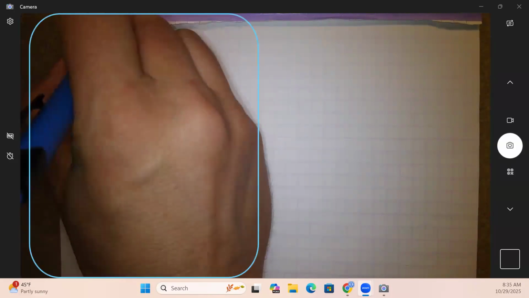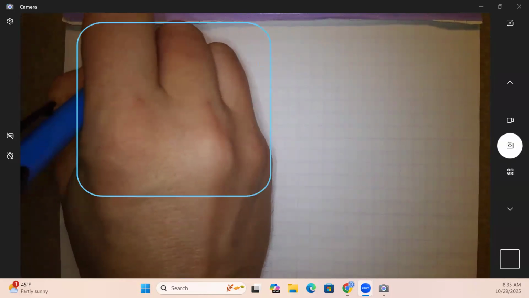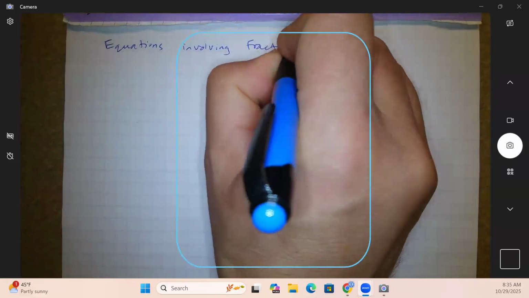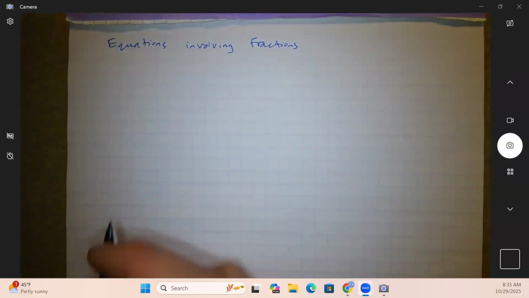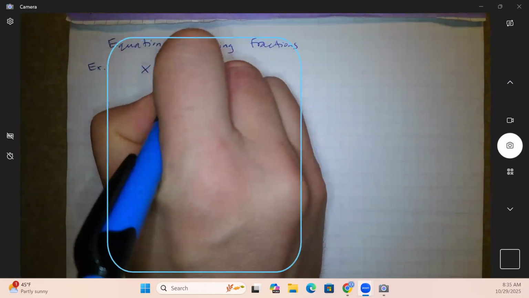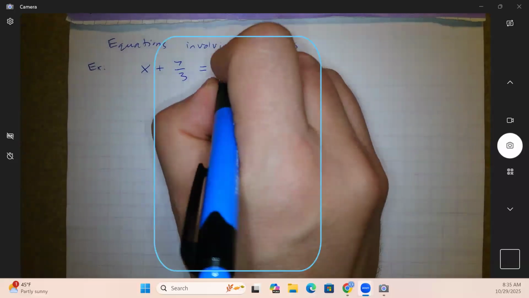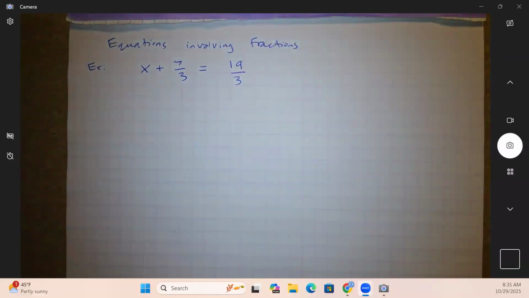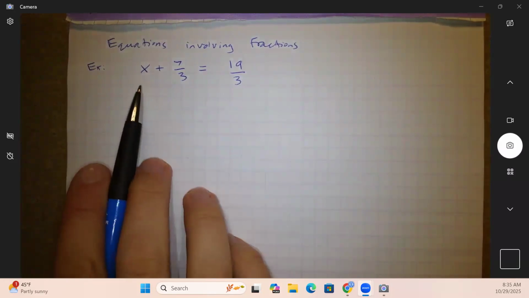So let's put it all together and look at equations involving fractions. Let's start with x plus 7/3 equals 19/3. So I need to integrate how do I solve an equation with how do I do arithmetic with fractions. So how do I solve this equation?